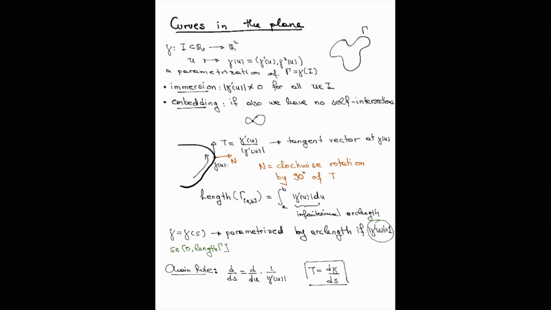Now, having a parameterization, I can compute the length between 2 points A and P by integrating the length of the derivative. So this |gamma'(u)| du is what we call the infinitesimal arc length. So what exactly is arc length? It happens that there's a special parameterization that I will denote by s, where the derivative has always length 1. In this case, if we parameterize the curve like this, then we say that the curve is parameterized by arc length. And you can see in this case, our s would move from 0 to the length of gamma.